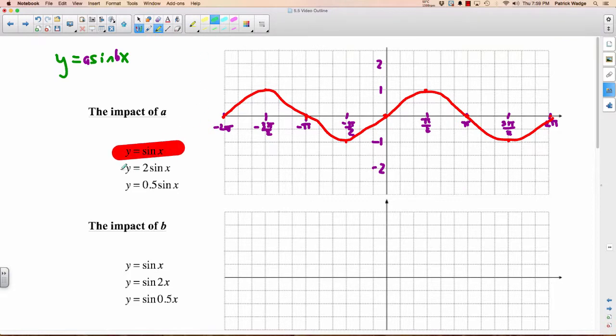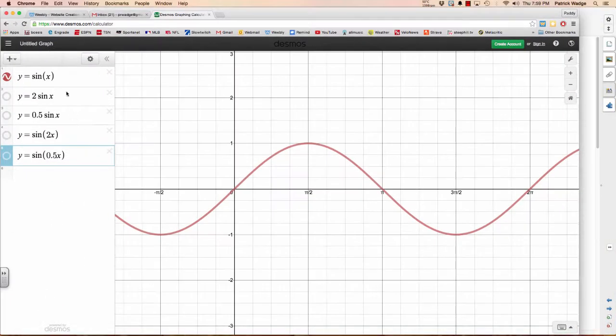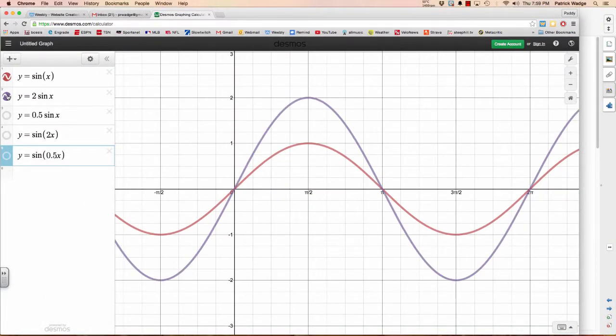Okay, now let's see what happens when we graph y equals 2 sine x. So I'll go back to Desmos. I've already got it ready for us here. Ready? Here it comes. Boom.